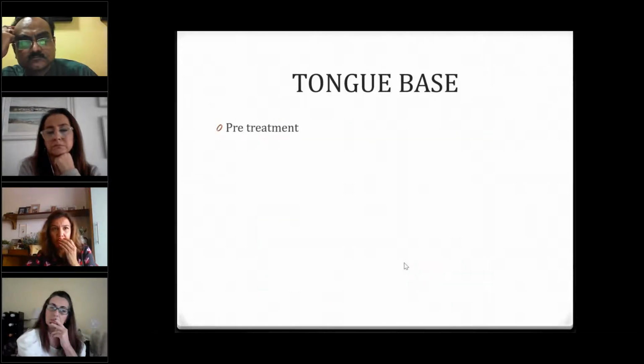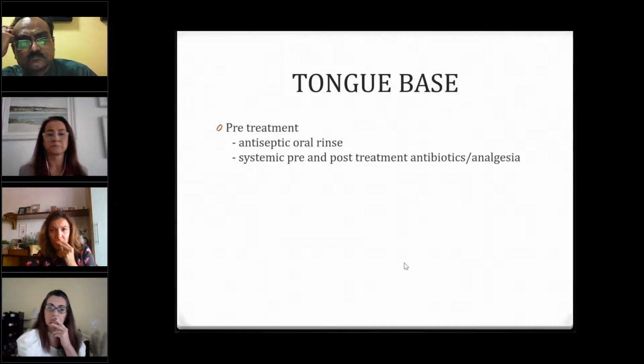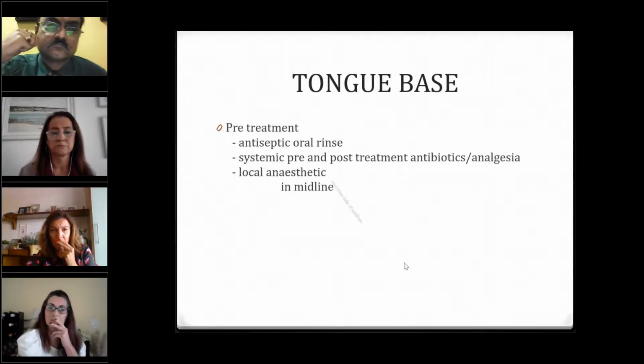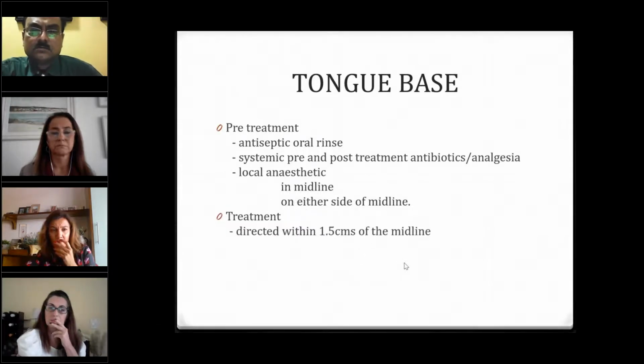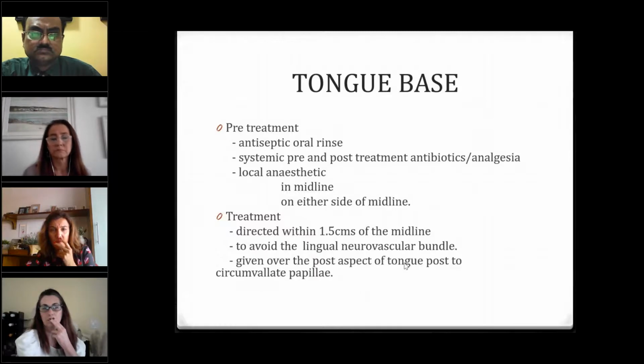Now going to the tongue base. These procedures I've described very briefly, not in too much detail. Pre-treatment antiseptic oral rinse, systemic pre- and post-treatment antibiotics and analgesia, local anesthetic in the midline and on either side of the midline, and treatment directed within 1.5 centimeters of the midline to avoid the lingual neurovascular bundle laterally, given over the posterior aspect of the tongue, posterior to the circumvallate papillae. That's where you give radiofrequency energy.